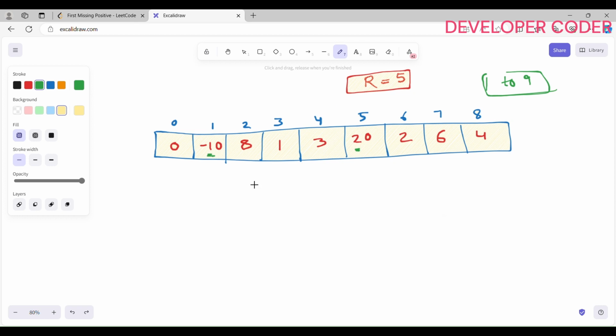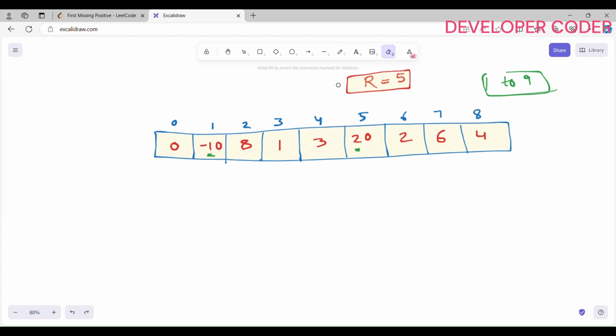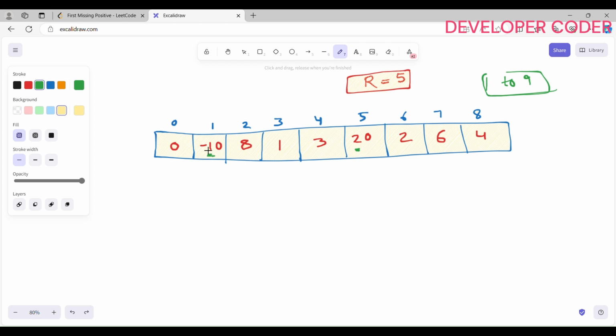Okay, so what I am going to do here, I am going to give the value 1 to all these integers. This minus 10 I am going to make as 1 only, so I have to delete this. And this 20 I have to make as 1 only. I am making everything which is out of range into 1.